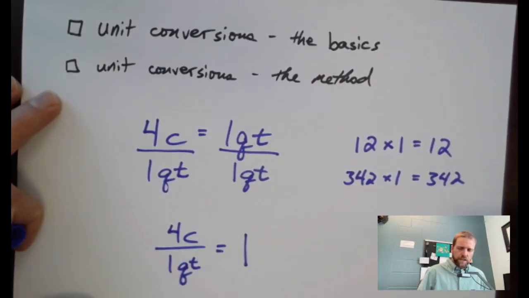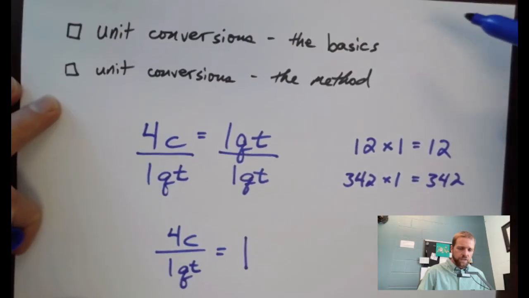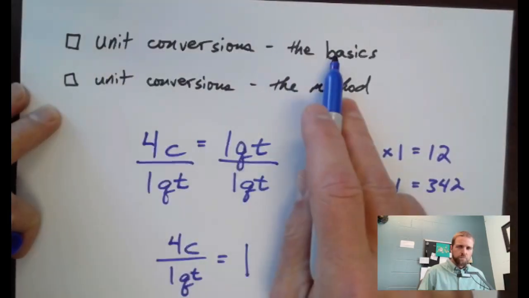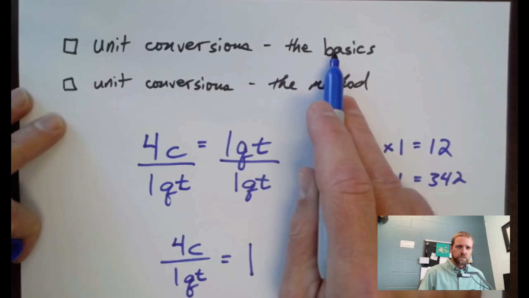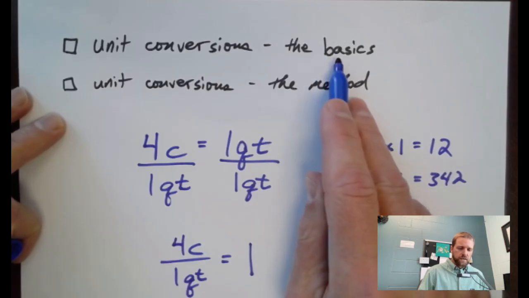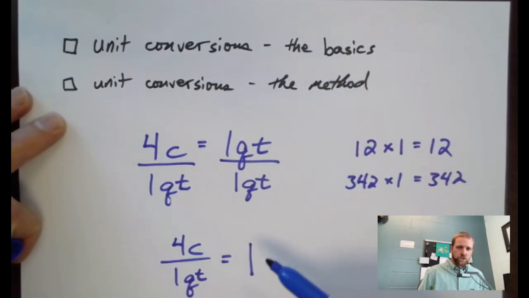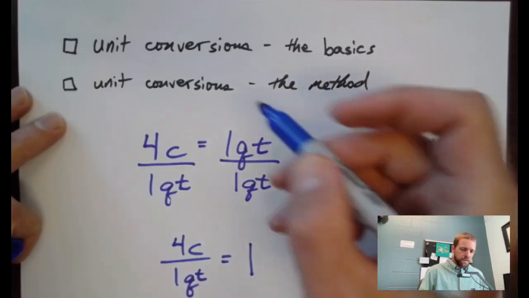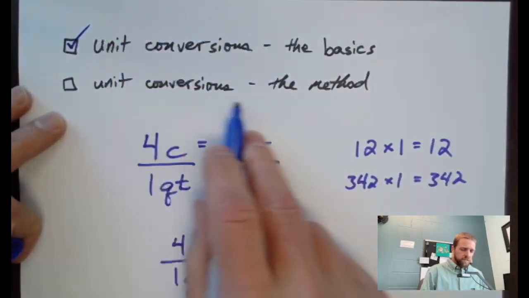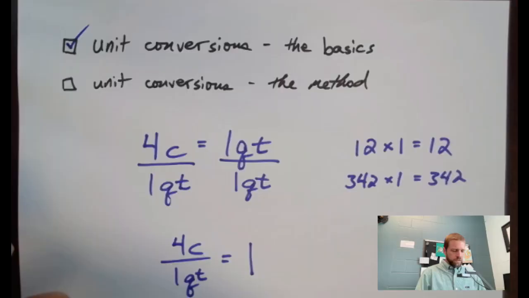All right, and so let's take a look at an example of this. But this is the basics of unit conversions. Okay, the basic mathematical understanding is that with a unit conversion, you are multiplying by 1. All right, so let's take a look at some unit conversions to look at the method of unit conversions.